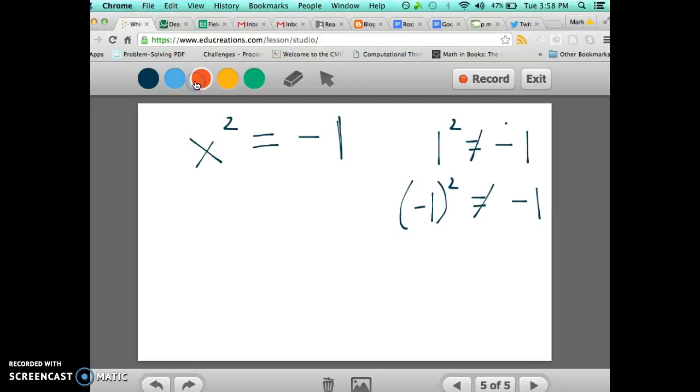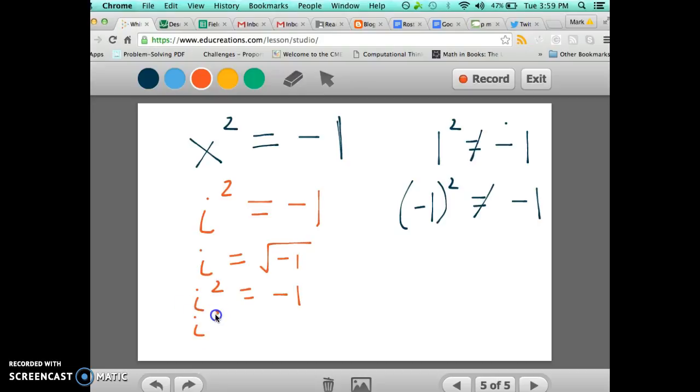But what if there was? Well, if there was, we would call it i. So we created a whole number system based on this. i squared is negative 1. So it's almost like this weird, fun thing that mathematicians decided to do. Alright, so if i squared equals negative 1, then i equals the square root of negative 1.